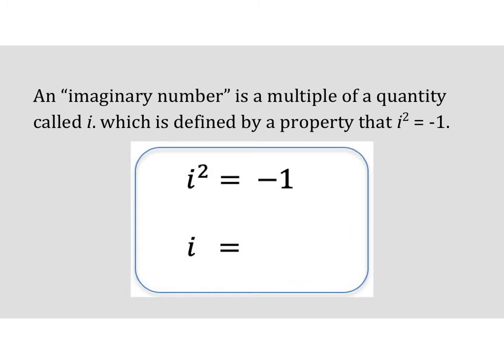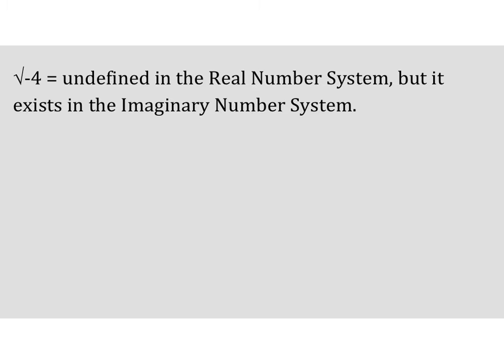So we define an imaginary number as a multiple of a quantity called i, which is defined by a property that states i squared is equal to negative 1. So if i squared equals negative 1, if I were to get just i, I'd have to take the square root of both sides, which means i is defined as the square root of negative 1. That didn't exist in the real number system. We always said that it was just non-real, but now we're going to go into another numeric system. We always said the square root of negative 4 was undefined, but it does exist in the imaginary number system. So I want to show you the pattern of how this works.